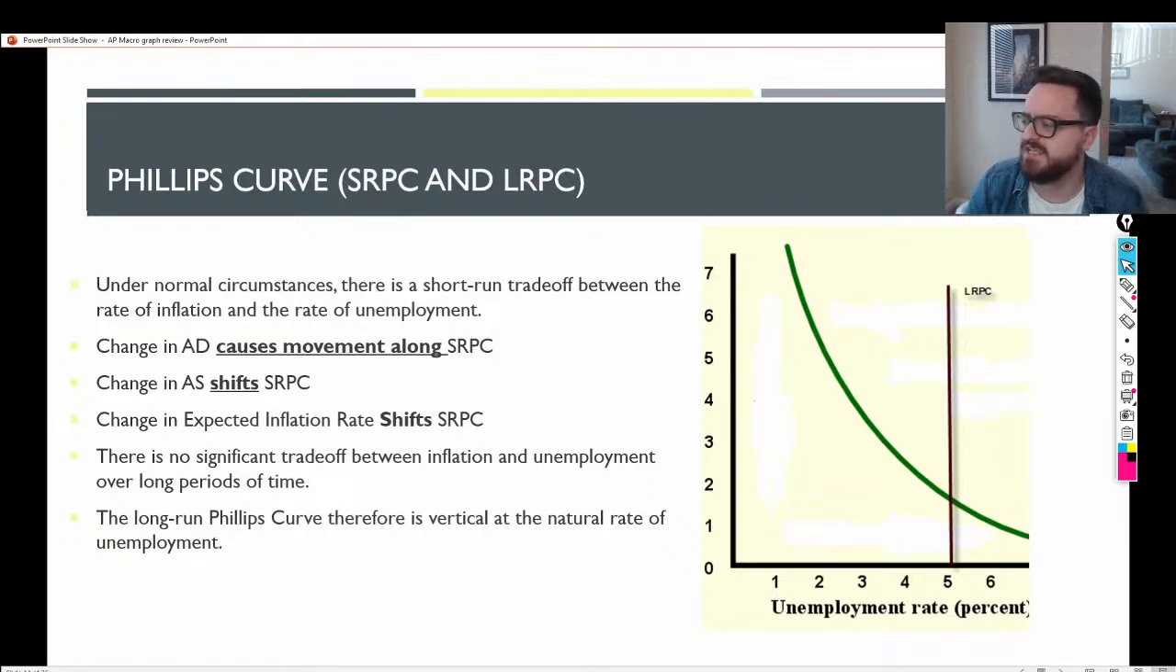So the graph is cut off here. I don't know why this visual does this. It's inflation rate as the y-axis, and SRPC is this downward sloping line.